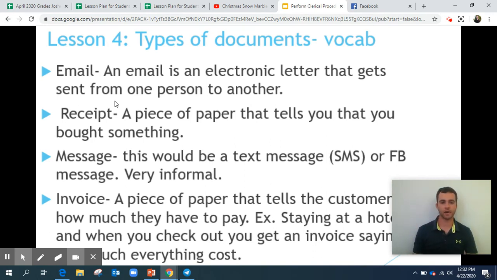Or I go to the store and I buy new headphones, and I have a receipt that tells me what type of headphones I bought and for how much.